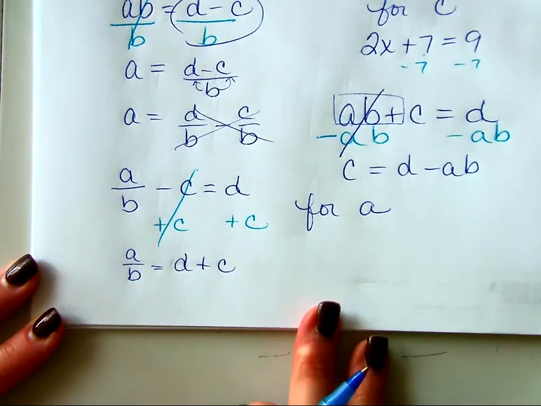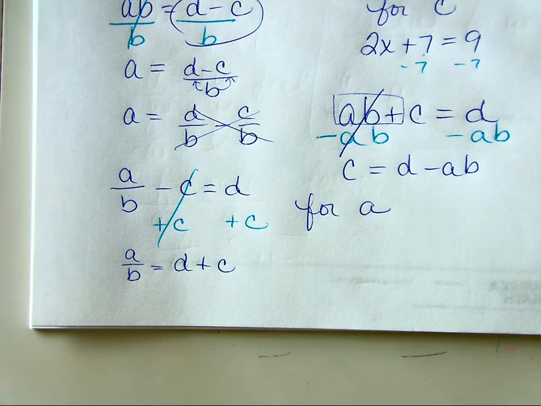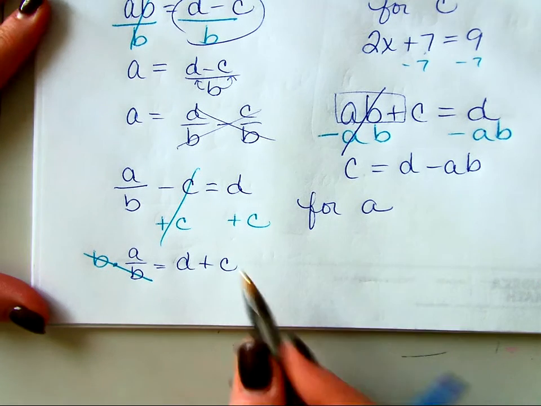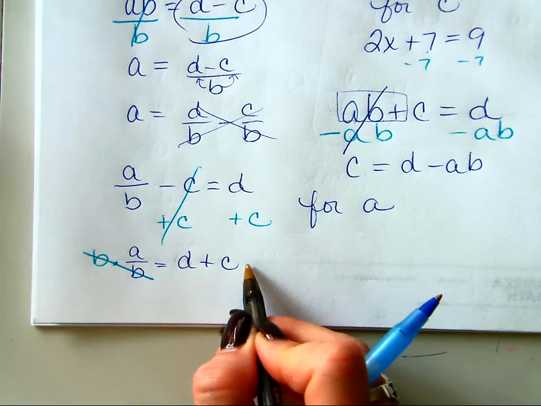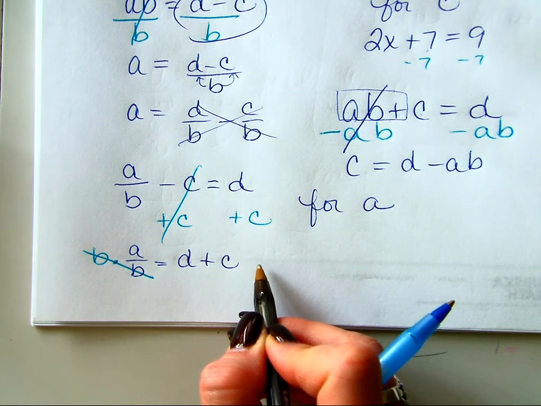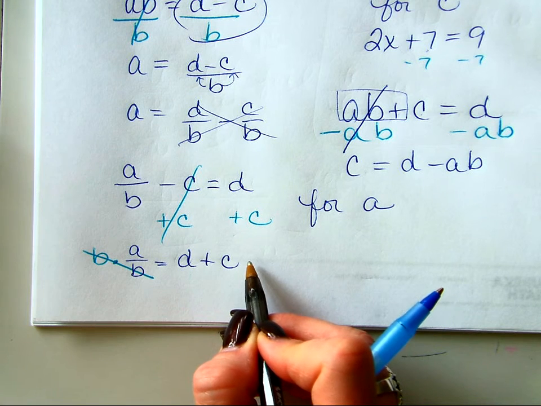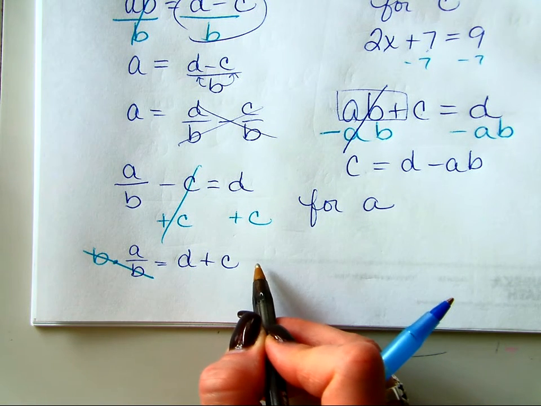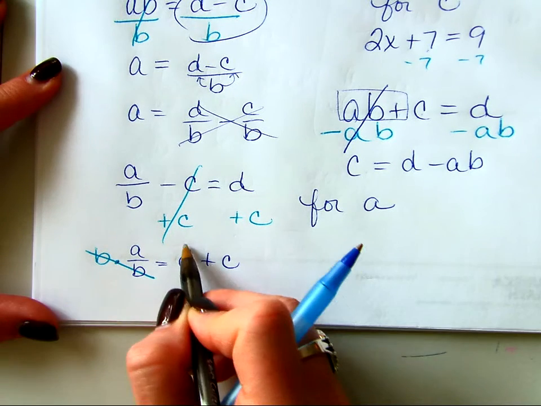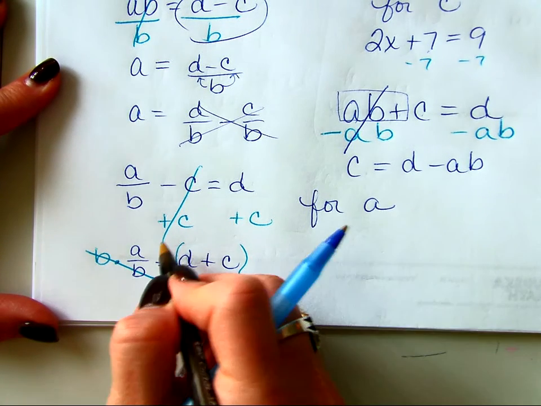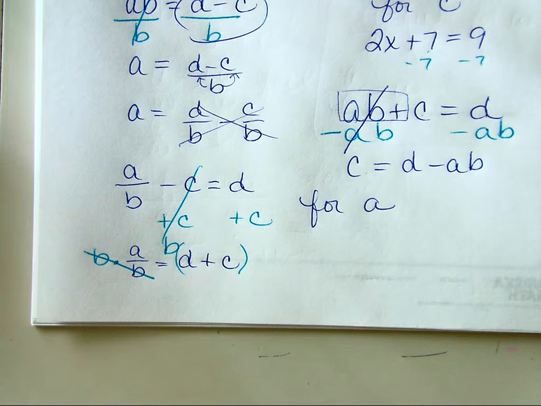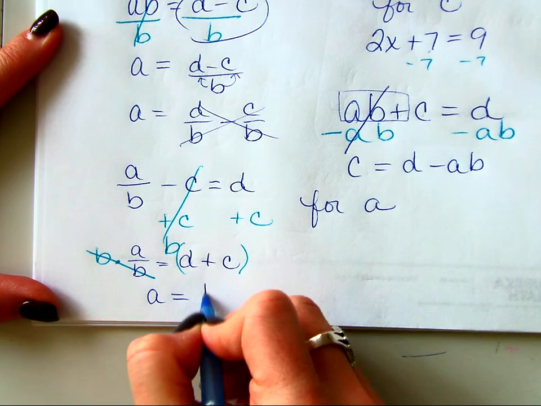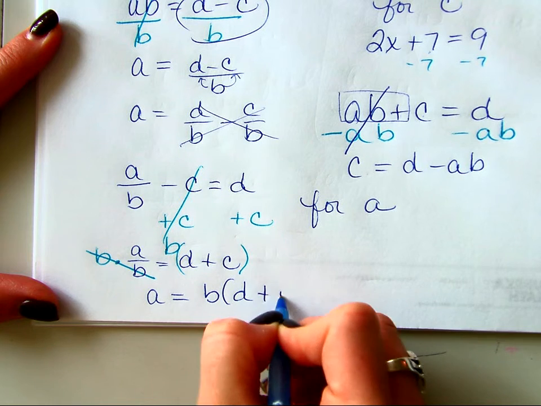This is a little tricky because when I go to multiply both sides by B, I have to look over here, and would it be okay to just put a times B right here? No. Because by just putting a times B right here, that means I'm only multiplying the C times B, right? So I need to multiply the whole thing by B. And A is equal to B times the quantity D plus C is one way to write it.